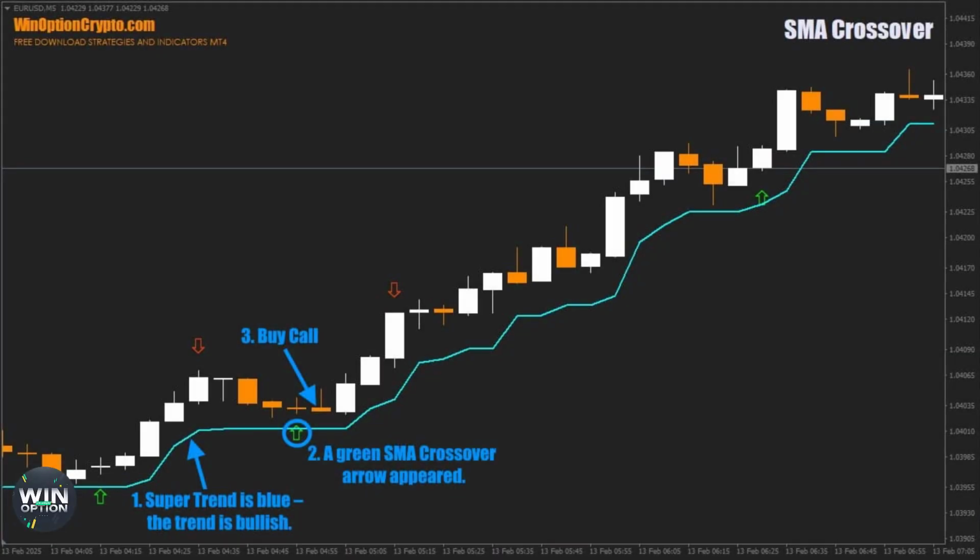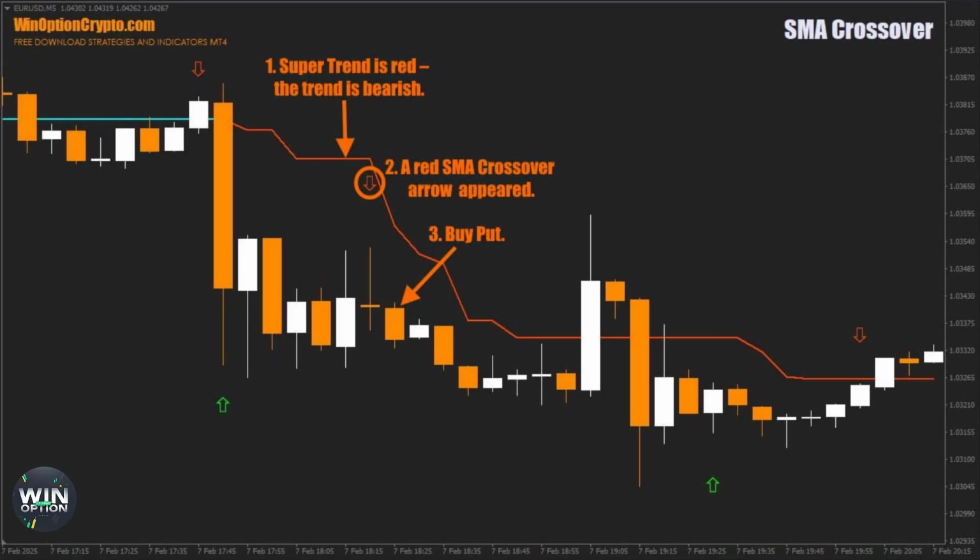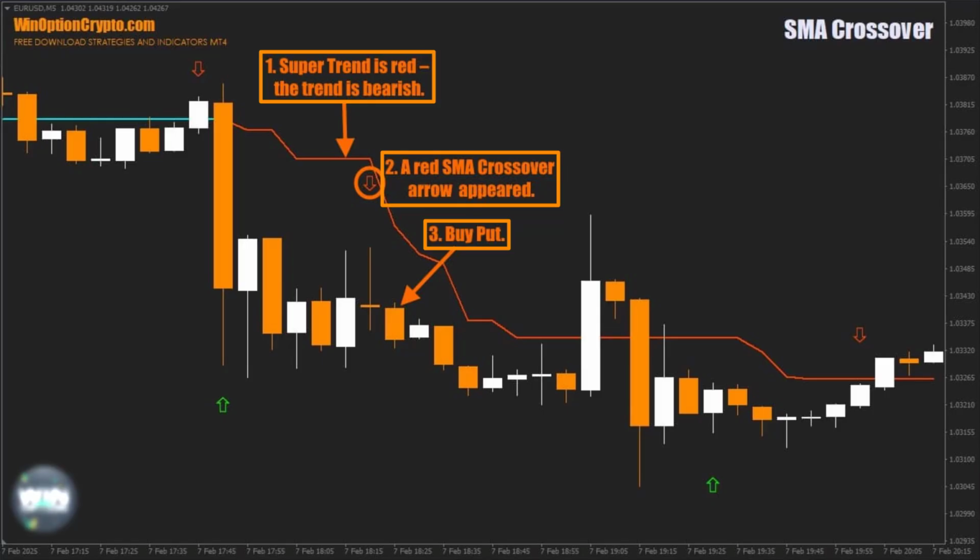So to open a call option, you need to: first, ensure there is a bullish trend. The Supertrend line should be blue. Second, a green arrow with a macro overlay appears. And third, we buy a call option at the opening of a new candle. To open a put option, you need to: first, make sure there's a bearish trend. The Supertrend is red. Second, a red arrow appears with a macro overlay. And third, we buy a put option at the opening of a new candle. We recommend choosing an expiration time of 3 candles. We recommend choosing the position holding period based on the results of backtesting.